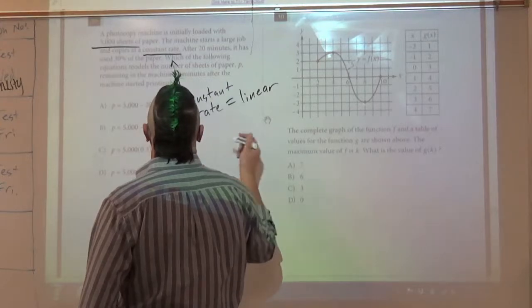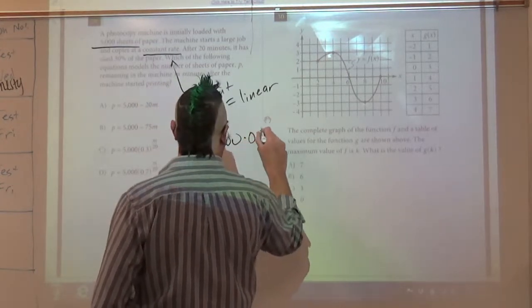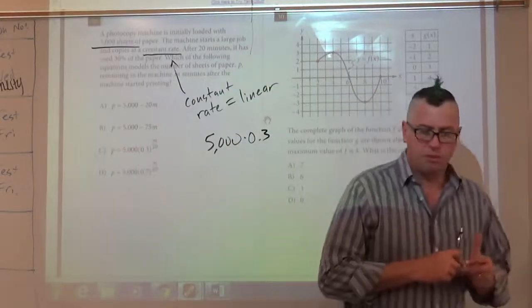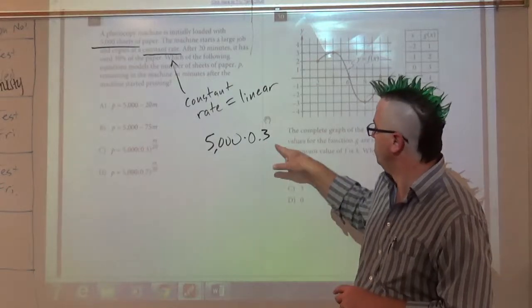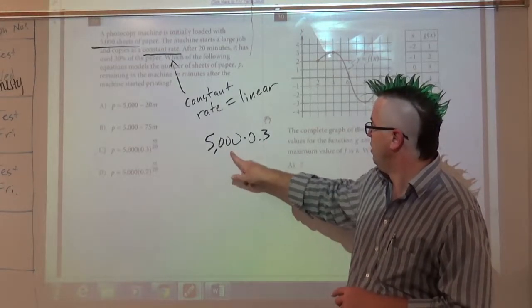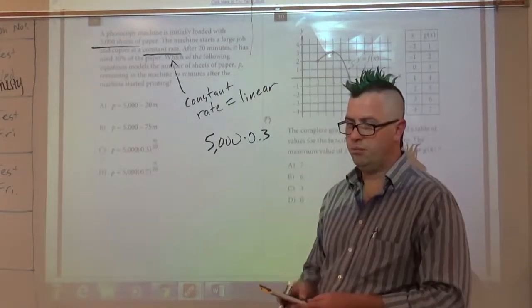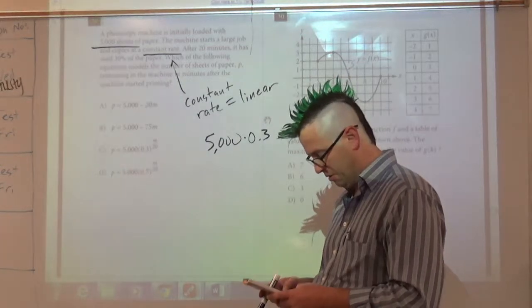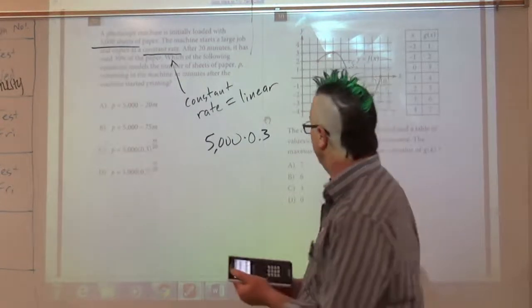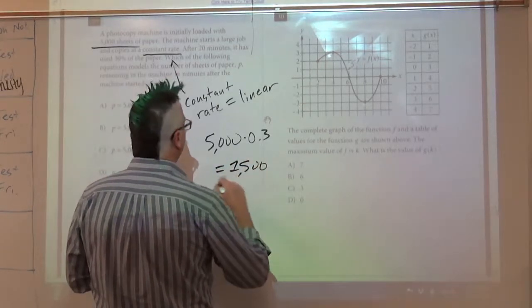And I want to know about n minutes. 30%, before you can do anything with a percent, you got to make it a decimal. So I move the decimal over to 0.3. 5,000 times 0.3. But we get to use a calculator in this section, so whatever, might as well use it. Alright, so this gives me 1,500.